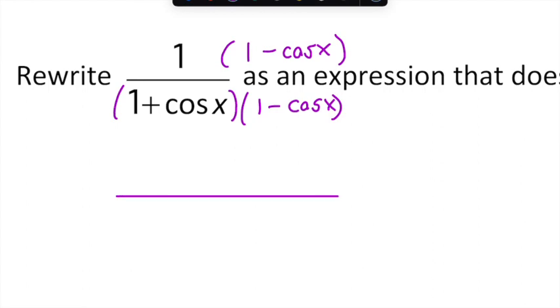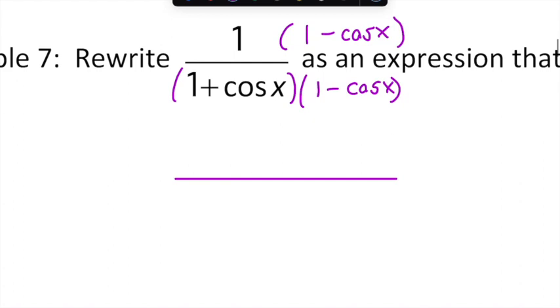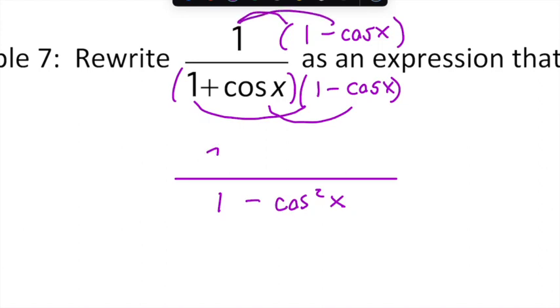Okay. Down in the denominator, number 7 here. Since these are conjugates, we can use our new shortcut. That's going to be 1 minus cosine squared of x. In the numerator, I would technically need to distribute up here. So I guess I'll write that as 1 minus cosine of x.